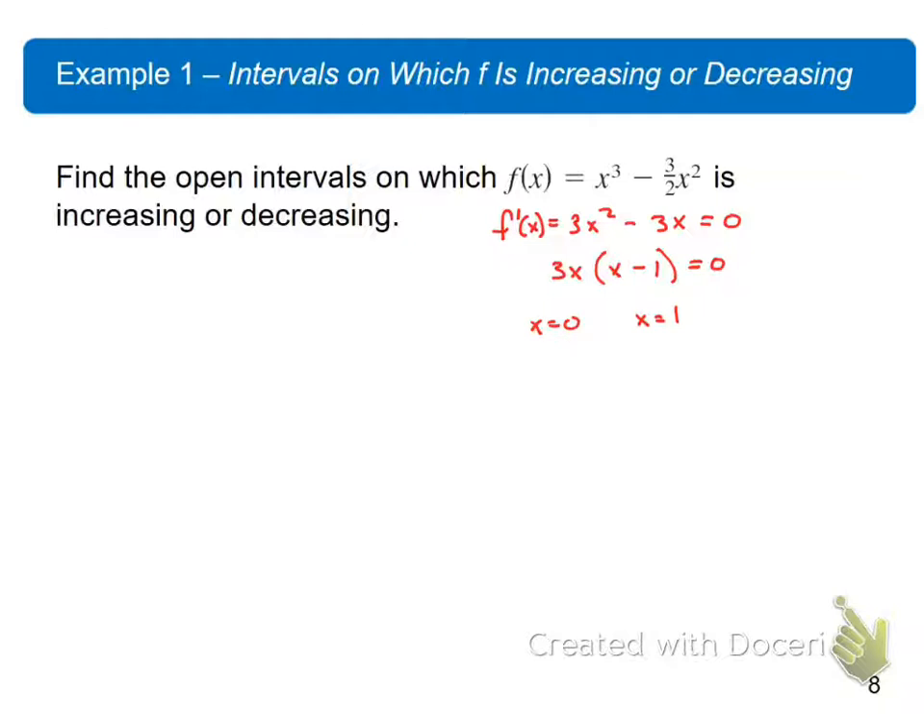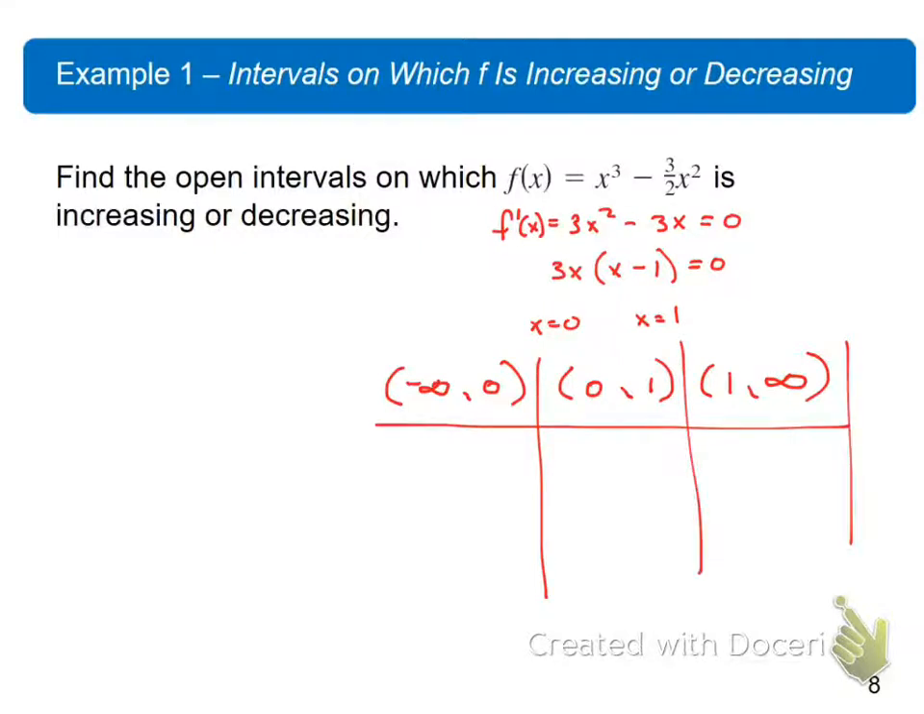And you can make it very simple. You're going to look at intervals. Because I give you no boundaries, we're going to go from negative infinity to 0, the first critical number. We're going to go from 0 to 1, and we're going to go from 1 to infinity. Y'all follow me on that?